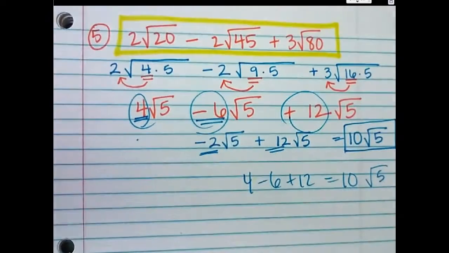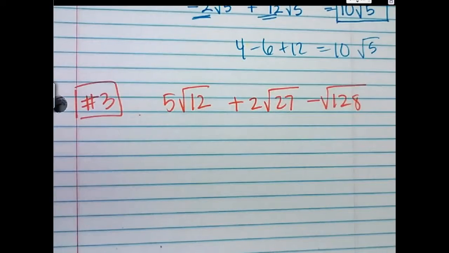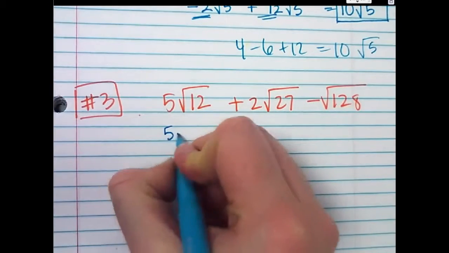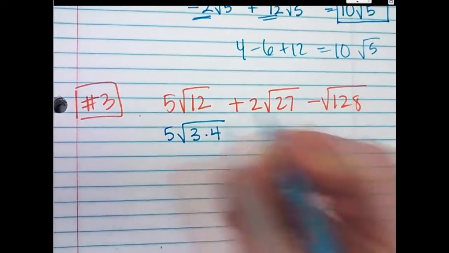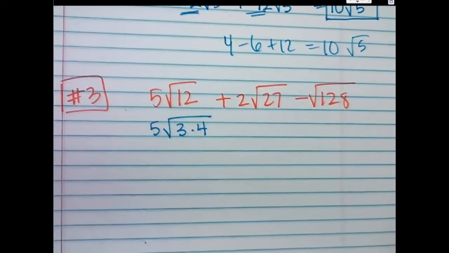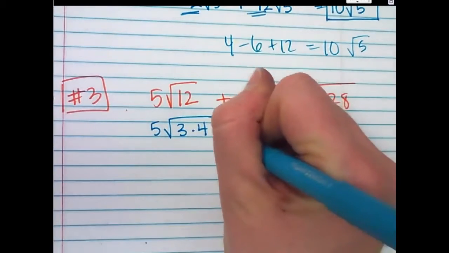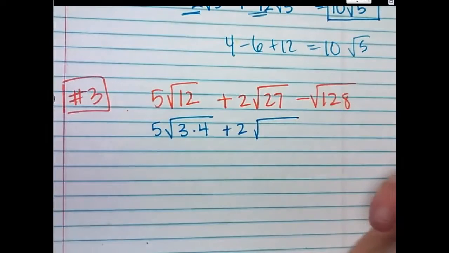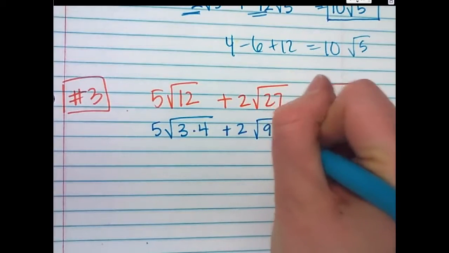Okay, I don't have an example like what I want to show you, so I'm going to give you your worksheet. I want to work number 3 with you. So what can you break 12 into? 3 and 4. So 3 times 4. What can you break 27 into? 9 and 3.